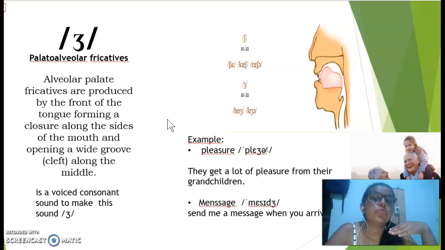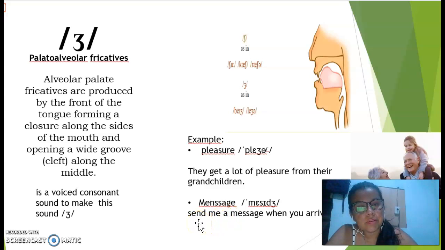Sh, shu. You can see some examples for this sound. Pleasure, pleasure, pleasure. In this sentence: they get a lot of pleasure from their grandchildren. The other example is message, messages. In the sentence: send me a message when you arrive.